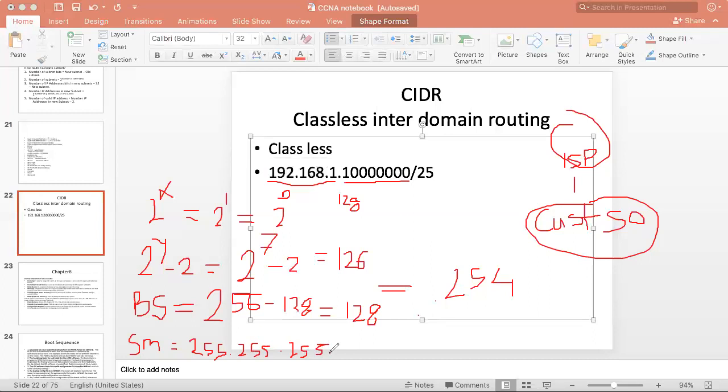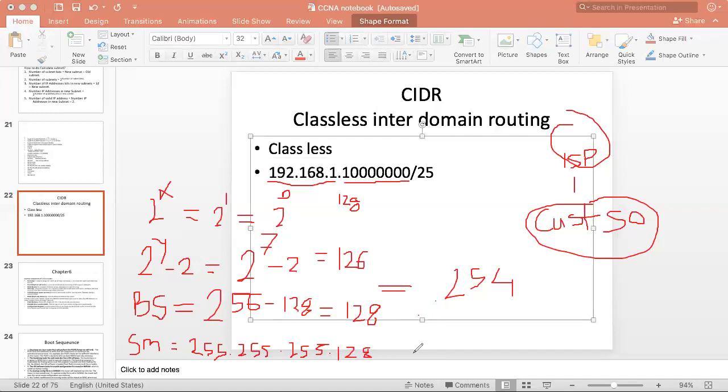Now, not 0. As I told you, if you go to the previous slide, there I told the default subnet mask, the sum of on bits. On bit means I have 1, and the value of that bit is 128. So the subnet mask will be 255.255.255.128.